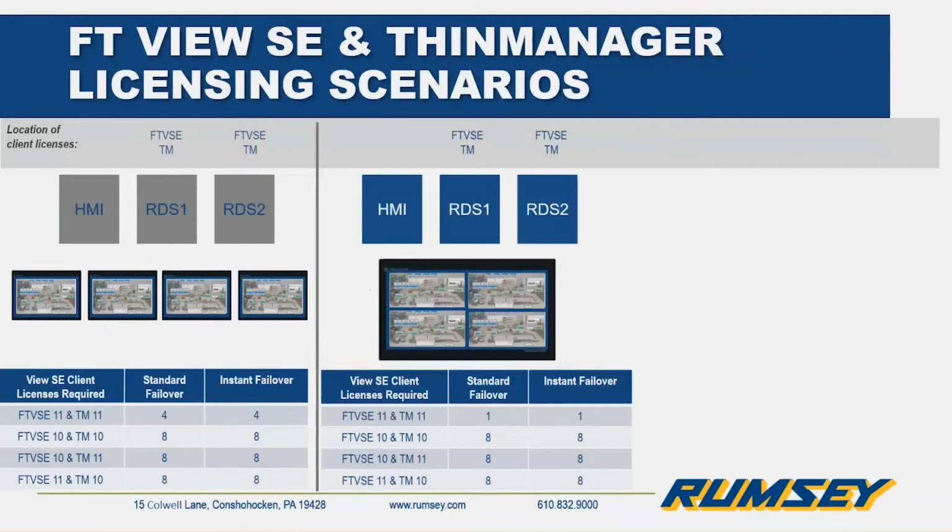So in this instance, because we have this almost per device license, we have this setup with FactoryTalk View SE and ThinManager 11. Whether I'm doing standard failover, whether I'm doing instant failover, I need a single client license. You can see I would need 8 client licenses no matter what using anything else in order to get that same functionality. So this is a huge cost savings and a great reason to adopt either version 11 or version 12 of ThinManager and FactoryTalk View SE.